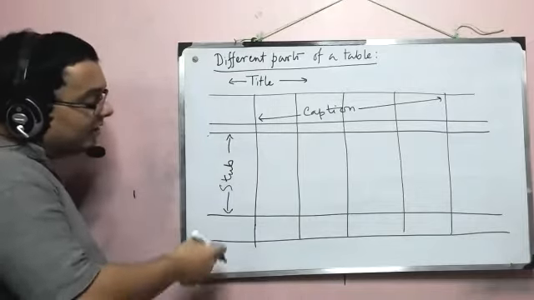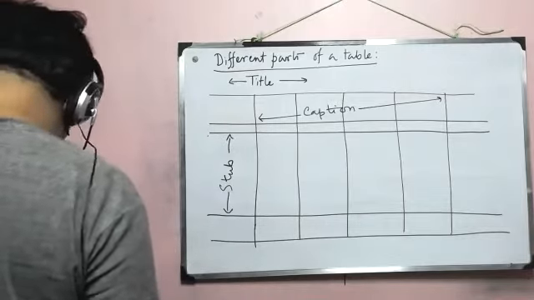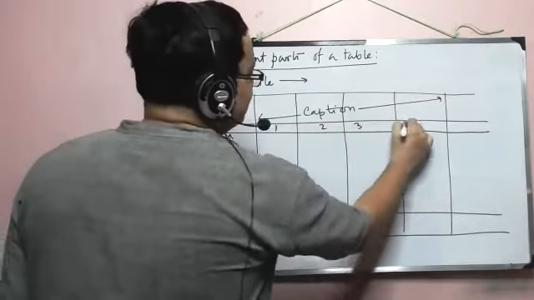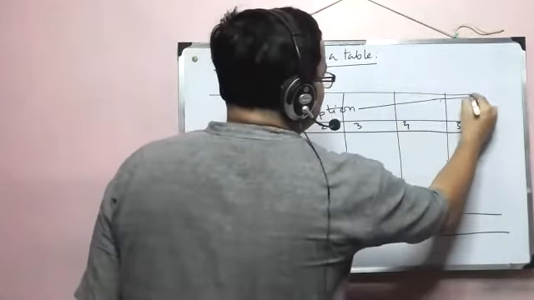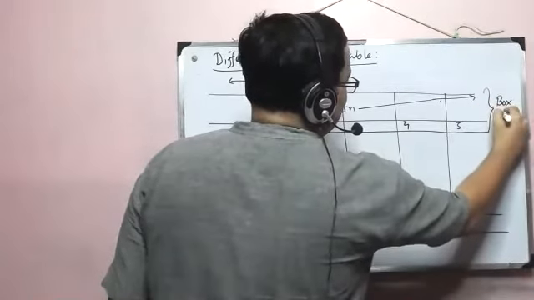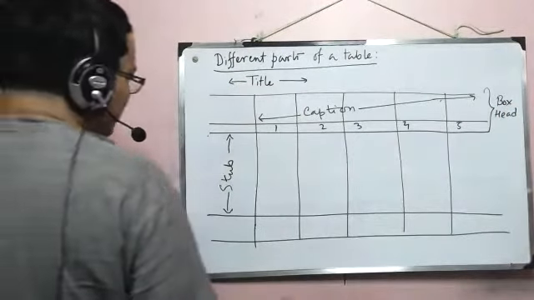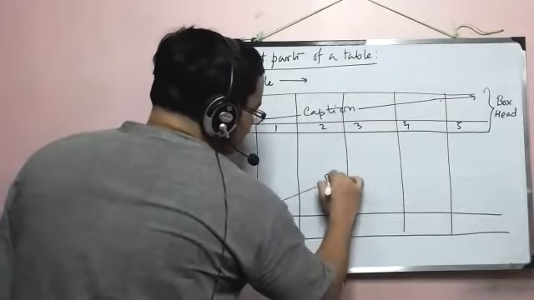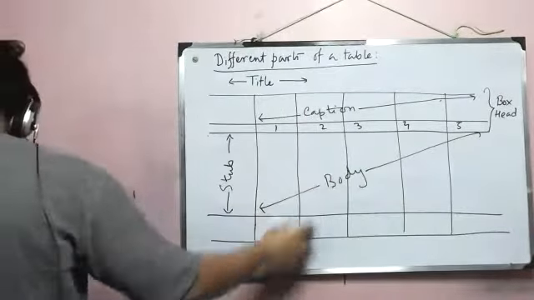Because the ordering of whatever appears in the stub is like this. Then just mention some 1, 2, 3, 4, 5. All right. Okay, so technically it should go like this. This whole thing is called the box head. You may ask why they are not simply called rows and columns, but I have no answer for that. Then here comes the body of the table. So this is the body of the table.